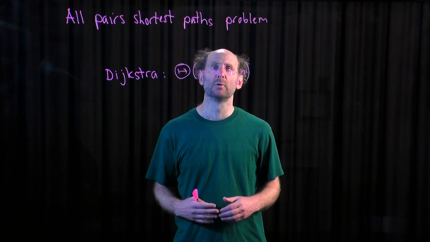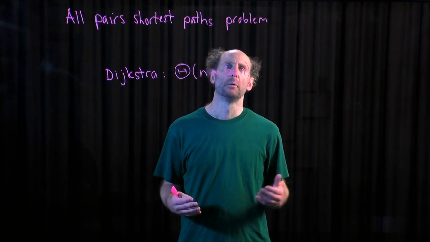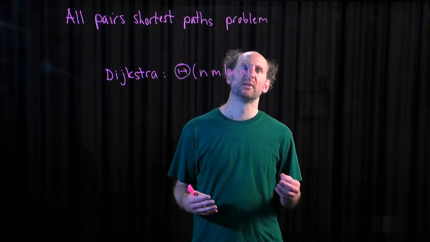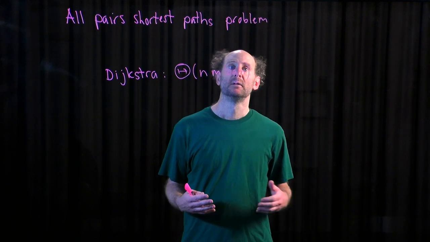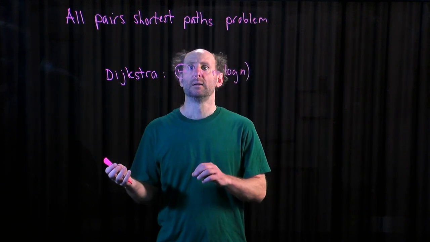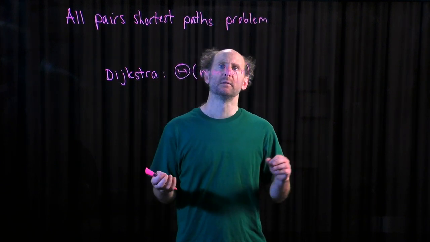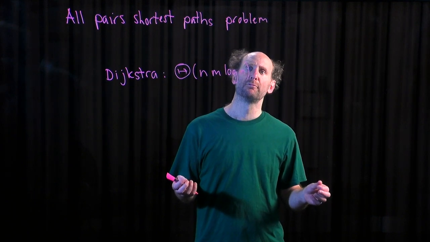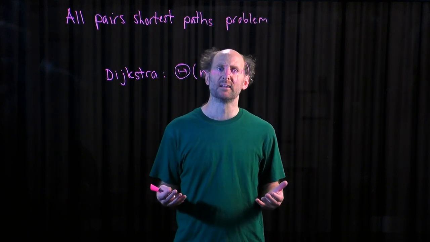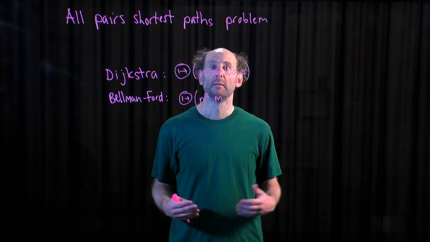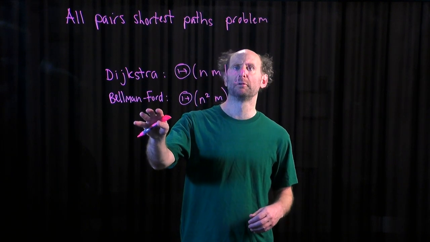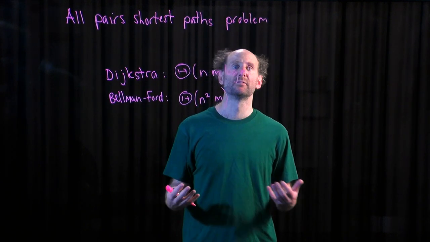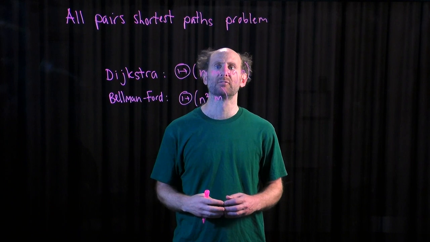Using Bellman-Ford, the cost would be big theta of n times m. So typically somewhere between big theta n cubed and n to the power of 4, depending on the sparsity of the digraph. The obvious advantage of Bellman-Ford over Dijkstra is, of course, that it's robust to negative weights.